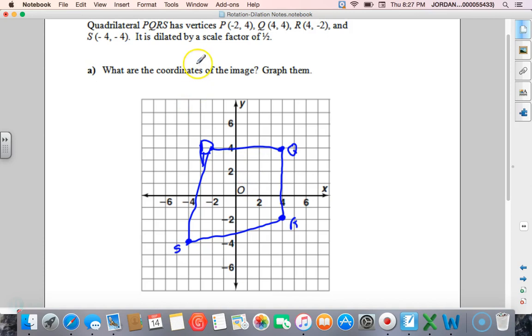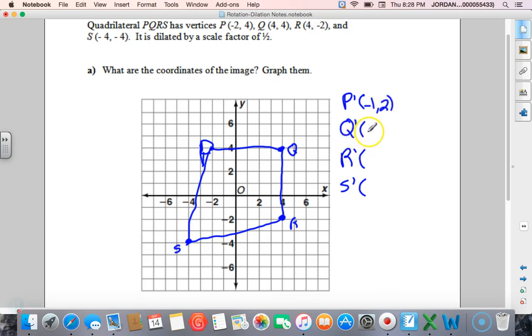So they want to know what are the coordinates of the image if it's dilated by a scale factor of 1/2. Okay, so scale factors don't have to be whole numbers; they can be fractions. So we're going to multiply all of the x and y coordinates by half. Now, some of you might realize that multiplying by 1/2 is the same thing as dividing by 2. So when we multiply all these by 1/2, it's basically just dividing by 2. So when I do negative 2 divided by 2, that gives me negative 1. And 4 divided by 2 is 2.